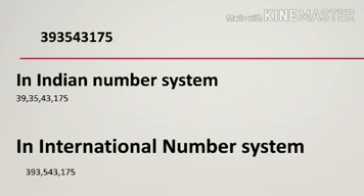Let's check with the international system. As I told you, from the right you have to put a comma after 3 digits, followed by 3 digits, then again 3 digits. Okay, I have put commas there. Then how will you read this number? The number is 393,543,175. That is the only difference between the Indian system and the international number system. Hope you all understood this.